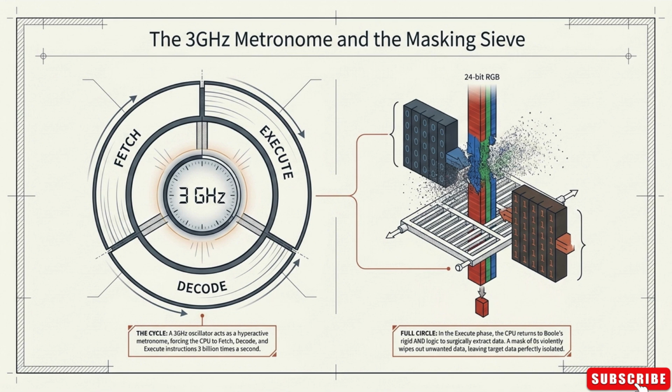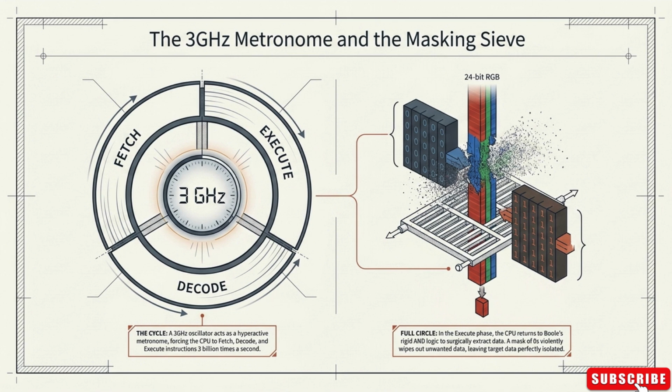And the sheer velocity of that cycle is dictated by the computer's clock. So when you buy a new laptop and the spec sheet boasts a clock speed of, say, 3 gigahertz, it means there is an internal oscillator firing off 3 billion electrical pulses every single second. Right, it acts as a hyperactive metronome, basically forcing the CPU to perform that fetch, decode, execute rhythm billions of times per second. And if we look closely at that execute phase, it brings this entire architectural journey full circle back to the very beginning. Right back to George Boole.